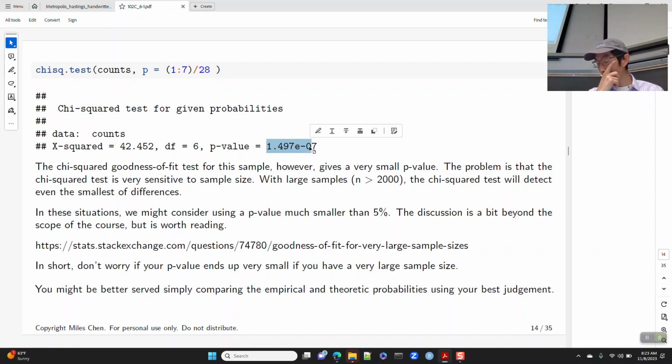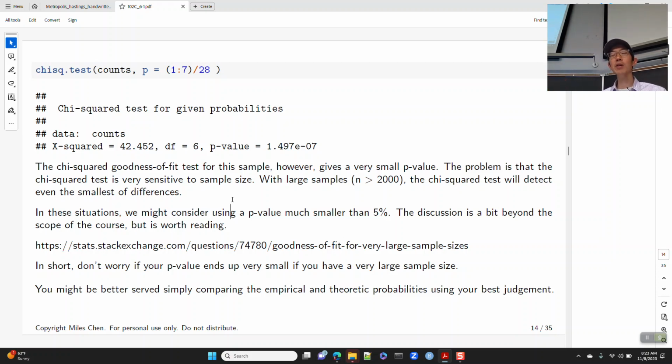And that, I would say, is more of an artifact of the chi-squared test itself. The chi-squared goodness of fit test is really only effective with moderate sample sizes. The rule of thumb is you need an expected count of at least 5 for every category in order to do the chi-square test in the first place. So you need a big enough sample.